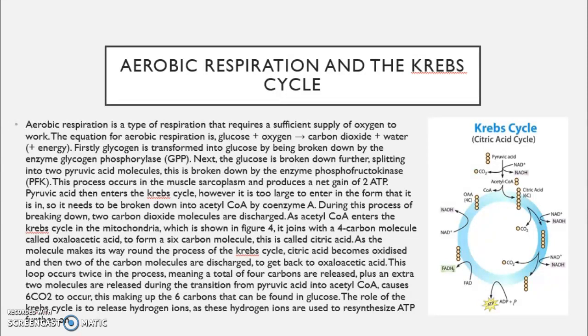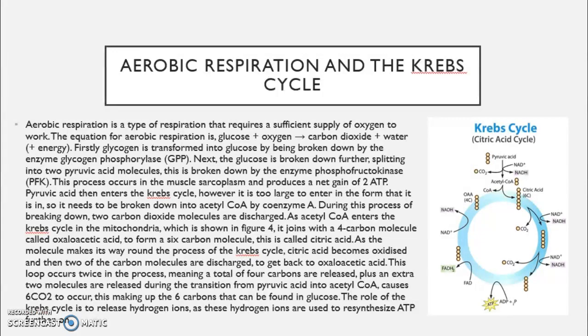Pyruvic acid then enters the Krebs cycle, however it's too large to enter in the form that it's in. So it needs to be broken down into acetyl-CoA by coenzyme A. During this process of breaking down, 2 carbon dioxide molecules are discharged. As acetyl-CoA enters the Krebs cycle in the mitochondria, which is shown in figure 4, it joins with a 4-carbon molecule called oxaloacetic acid, which forms a 6-carbon molecule, and this is called citric acid.